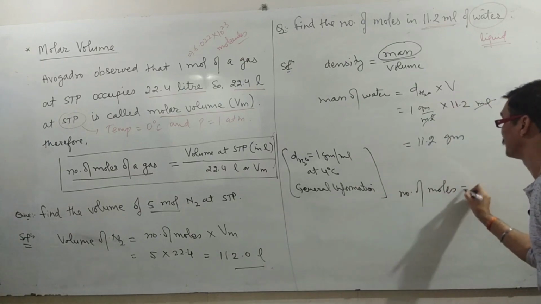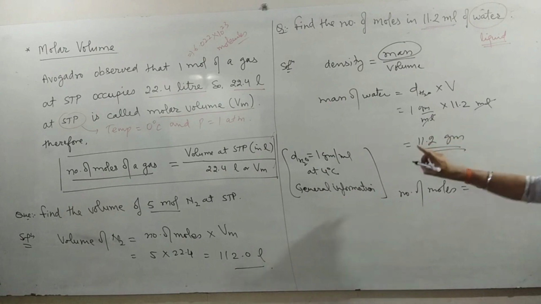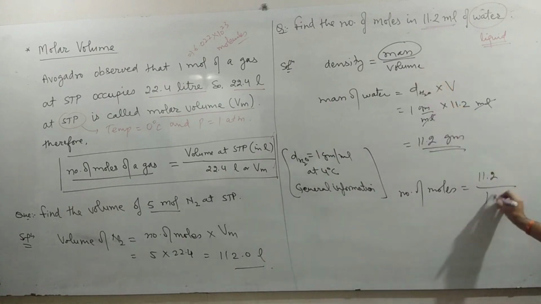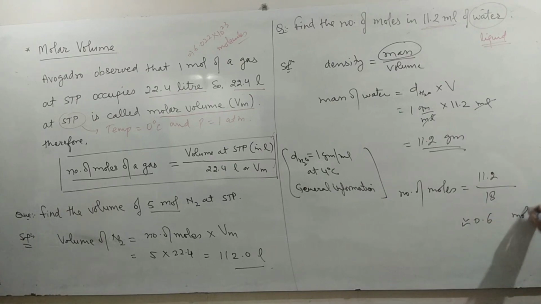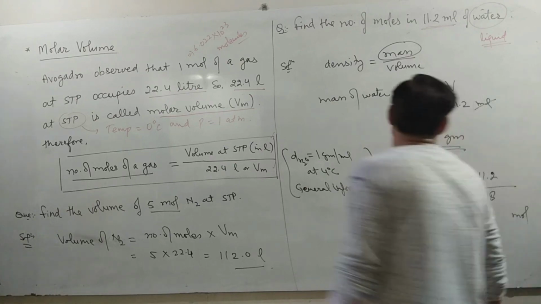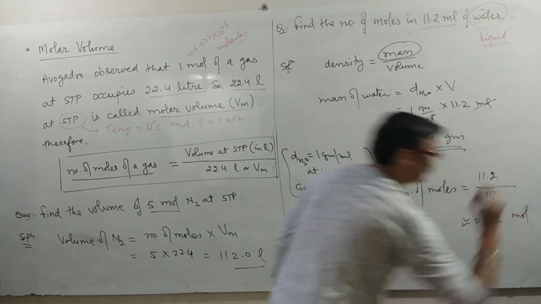So the number of moles becomes simple. If mass is given in gram, then number of moles is mass in gram divided by molar mass, and the molar mass of water is 18 gram per mole. So it is simple. It is about 0.62 mole, almost 0.6 mole.